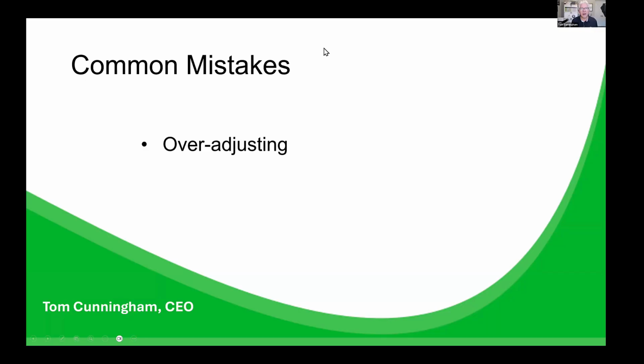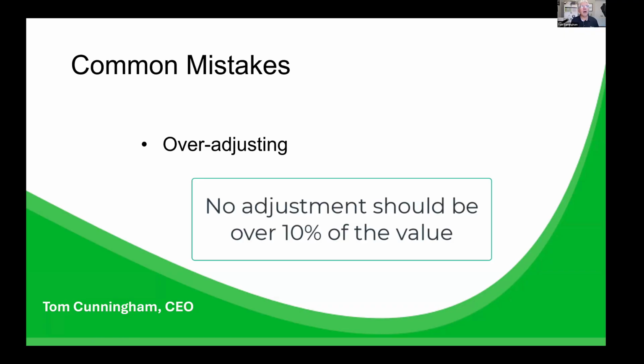So the biggest mistake that I see is over adjusting. It depends on the appraiser you talk to, of course, but if you talk to an appraiser, if you have to make one adjustment that's more than 10% of the value, you need to go find another comp. So over adjusting is a big issue.